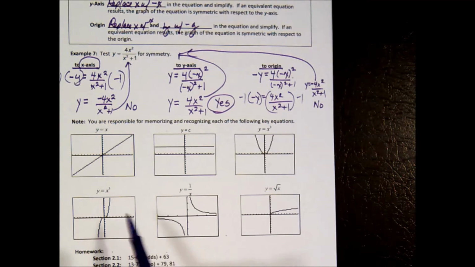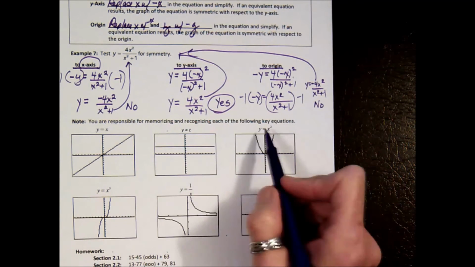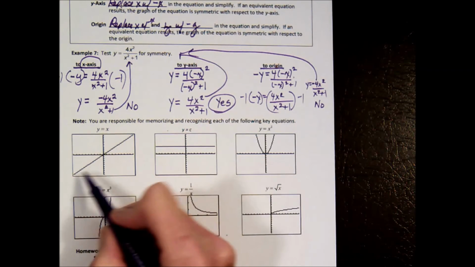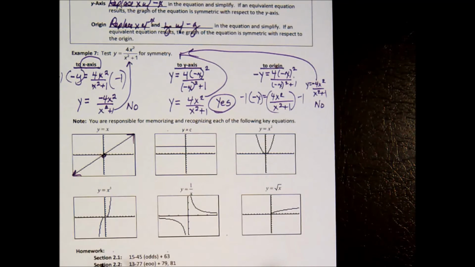So here you will see 6 equations. You need to memorize these. You're responsible for knowing these basic equations. This is part of the library of functions. These are just key equations. So let's take a look. The first one is y equals x. It's a straight line. It should have arrows on it going through the origin.